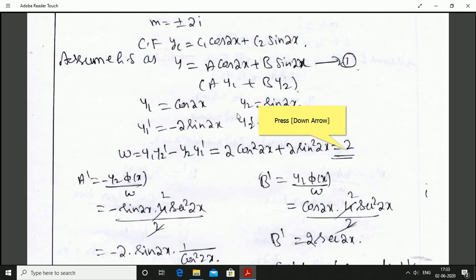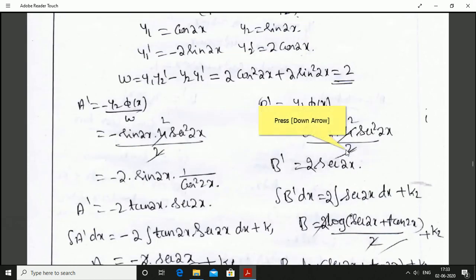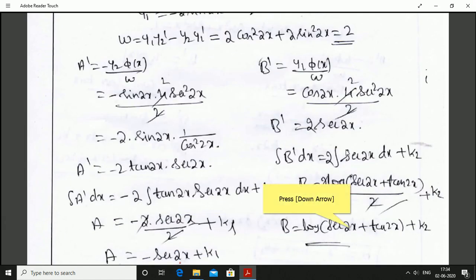w is equal to y1 into y2 dash minus y2 into y1 dash, which is 2 cos square 2x plus 2 sin square 2x. 2 is common, sin square 2x plus cos square 2x is 1. Now a dash is equal to minus y2 into phi of x divided by w. y2 is sin 2x, phi of x is 4 secant square 2x, divided by w which is 2. On simplification, it comes out as minus 2 tan 2x into secant 2x. And it is an integrable function.